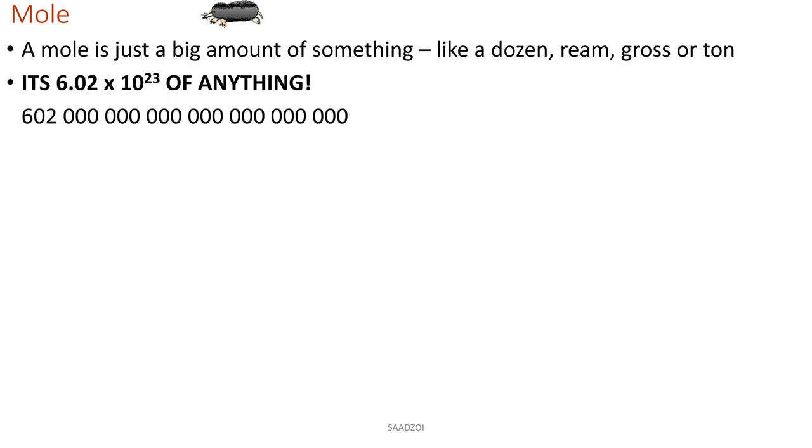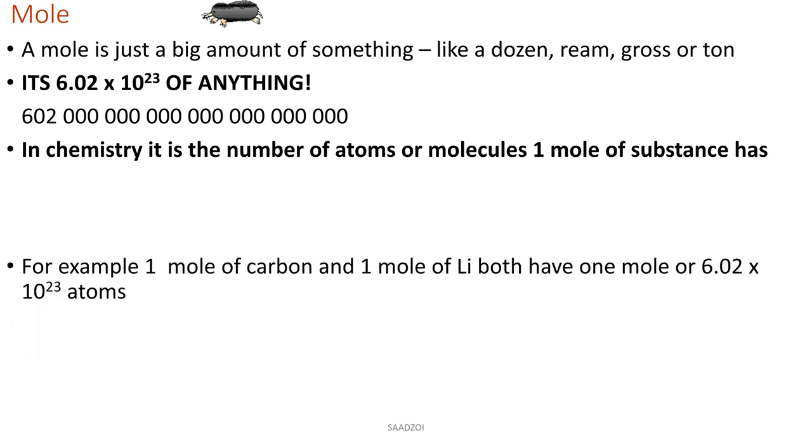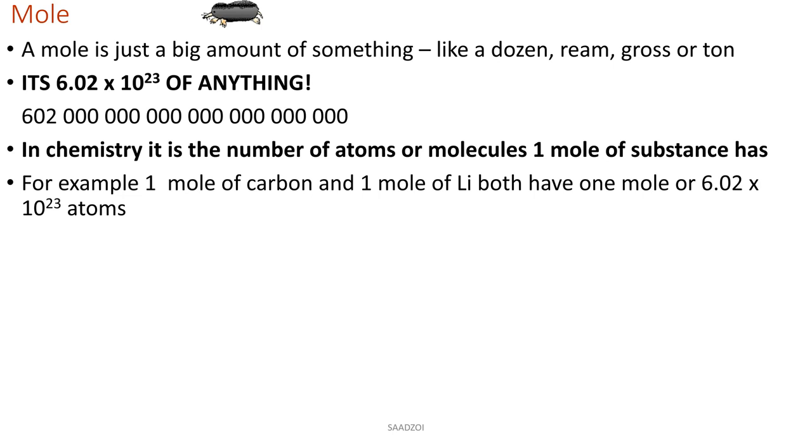So 1 atom of carbon has 12.01 AMU as its mass. 1 mole of carbon has a mass of 12.01 grams and has 6.02 times 10 to the 23rd atoms inside of it. So that's a large number of atoms. So in chemistry, it is the number of atoms or molecules in 1 mole. For example, 1 mole of carbon, 1 mole of lithium, both have the same number of atoms. So any mole of any substance has that many atoms. Now the key here, a single atom is represented by the word atoms, excuse me, a single element. So when we're talking about lithium or carbon, which are single elements, we're talking about that.